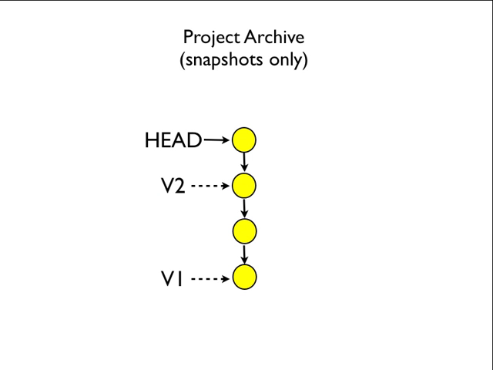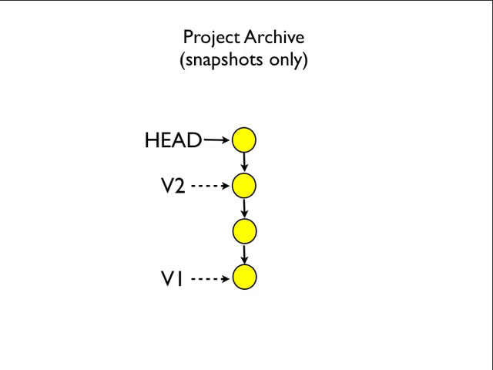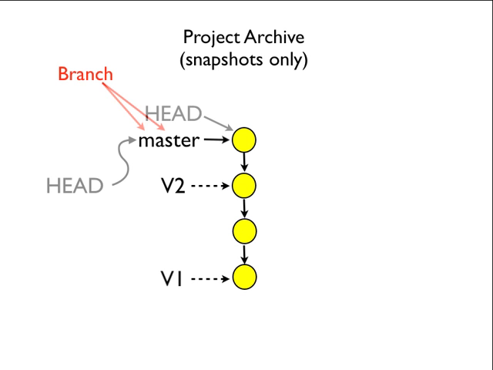However, there's a related issue to tagging. We need to be able to track changes to older versions, even though that development is happening on a more current version. Let me give you an example of that. Suppose we have our archive that looks like this, and we're going to make a small addition to our archive. We're going to add something called a branch. We'll get to what a branch is in a moment, but for right now, it's kind of like a tag in that it points to a particular snapshot. We're also going to rearrange head so that instead of pointing to a snapshot, it points to a particular branch.